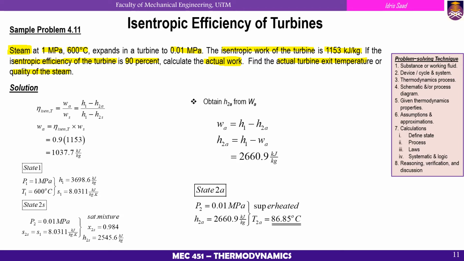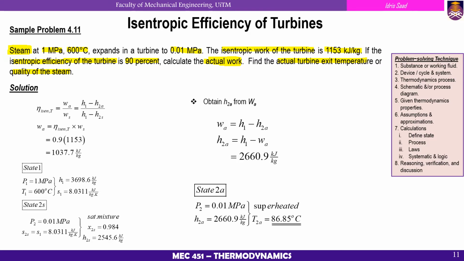We don't know what the phase is at the exit of the turbine. Either it is in the compressed liquid, mixture, or superheated. If it is in the mixture, then we have to determine the quality. But if it is in the compressed liquid or superheated region, we just calculate the exit temperature. We know that the temperature in the mixture is equal to the saturation temperature.